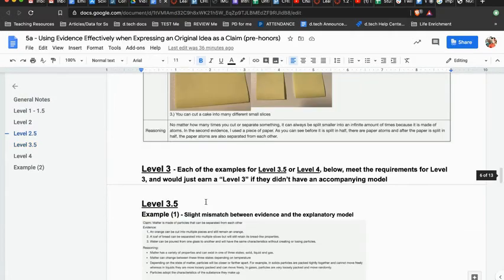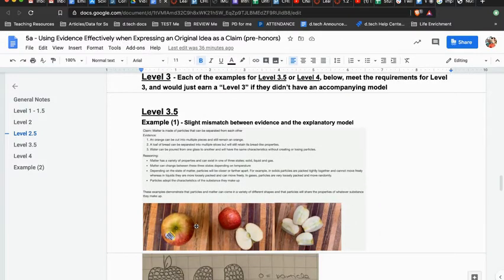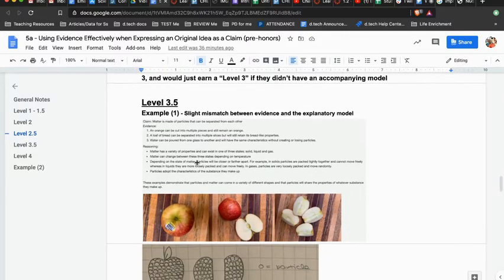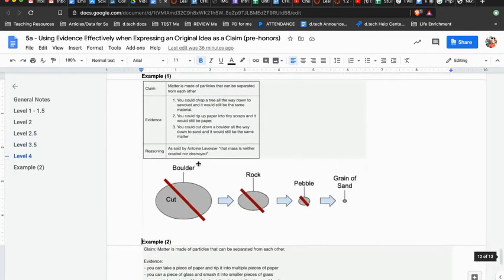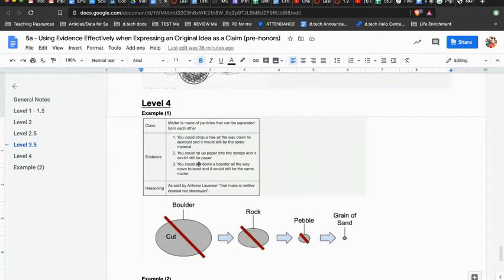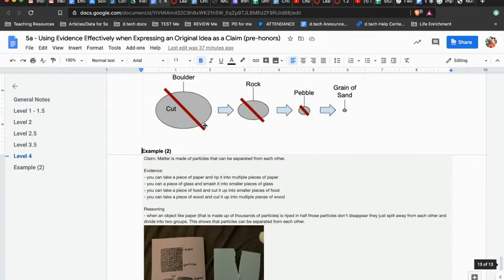Okay, so if you're looking for what would a level 3 be, just look at the examples for level 3.5 and ignore the models for now. Just look at what's written. Okay. When we're looking at levels 3.5 and level 4, I guess the key here, and you can look more specifically at this document, is that these examples are not trying to overclaim things, right? You're not saying that matter can be divided infinitely. We're just saying matter is made of particles that can be separated from each other.